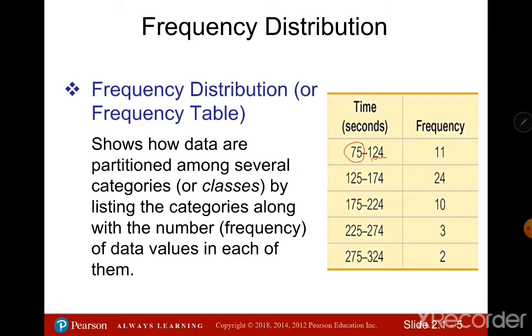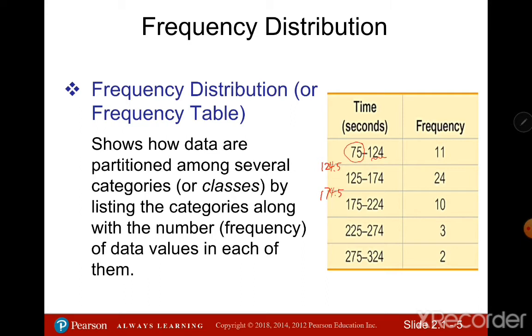So the boundary should be without the gap. So how can we find the boundary? We just set the midpoint of these two numbers. So the midpoint of this 124 and 125 will be 124.5. So how can we get the midpoint of these two numbers? We add them up, divided by 2. We can get the middle way. Okay, similarly, we can find the midpoint between 174 and 175. It will be 174.5.